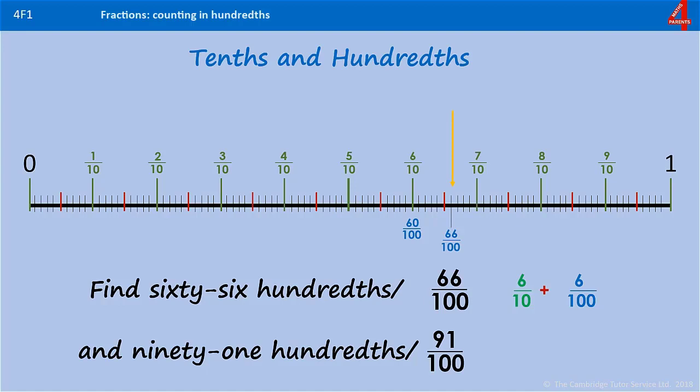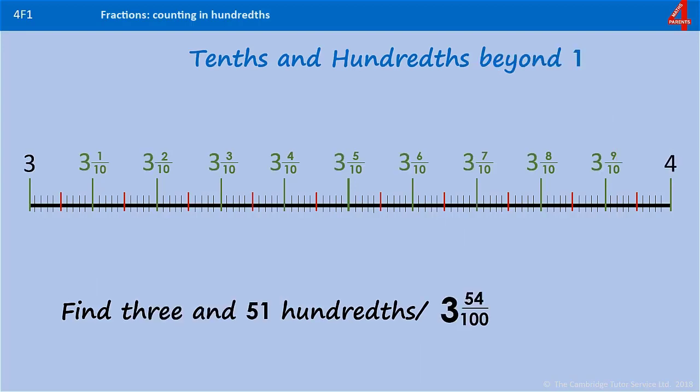So 66/100ths is there. Now we're going to find 91/100ths. Remember that that is 9/10ths and 1/100th. We find the 9/10ths, which is 90/100ths, and move along 1/100th, and there you have 91/100ths.